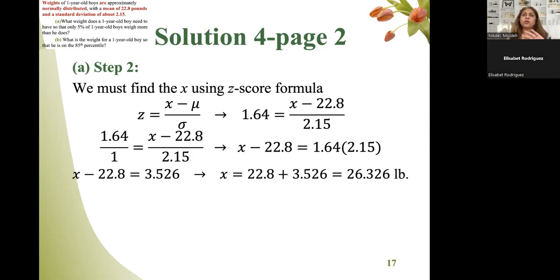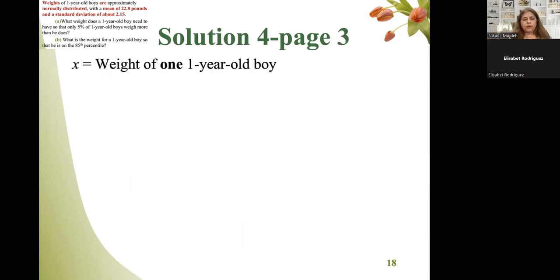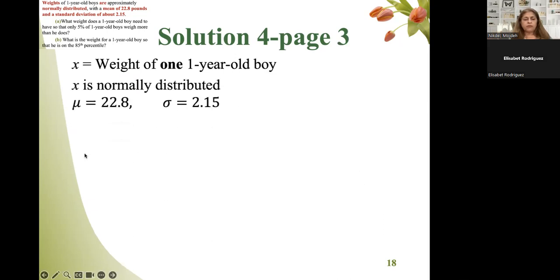So when we are doing a reverse problem, when we are finding X, we have 2 steps. The first step, you use Z equal to inverse norm. The second step, you use the Z score.